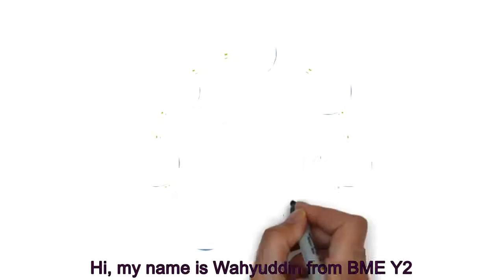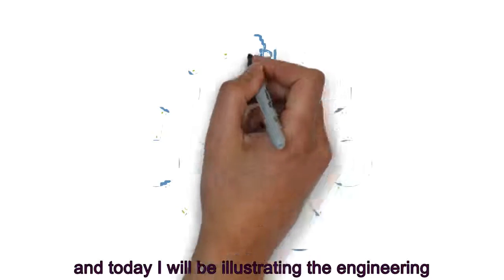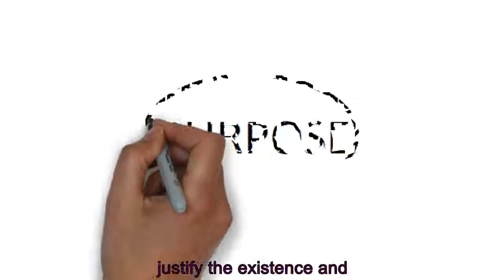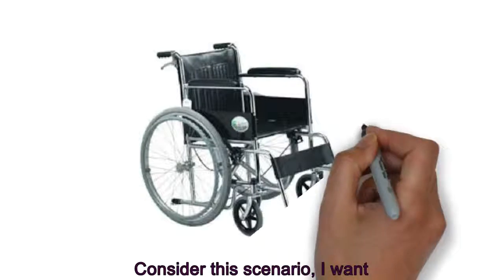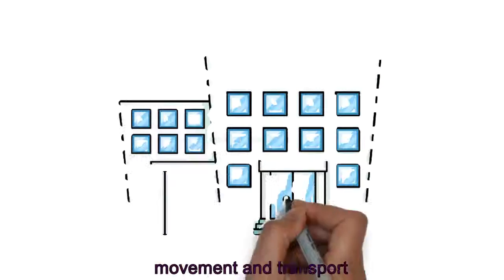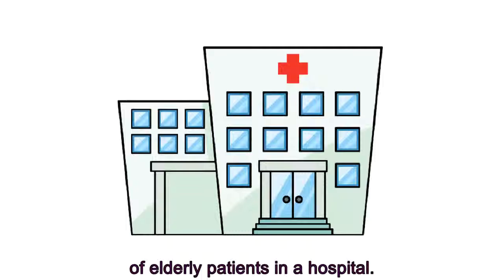Hi, my name is Wahyuddin from BME Year 2, and today I'll be illustrating the engineering design process required in designing a biomedical product. First and foremost, there has to be a need or purpose to justify the existence and production of the product. Consider this scenario. I want to produce a wheelchair to help facilitate the movement and transport of elderly patients in a hospital.